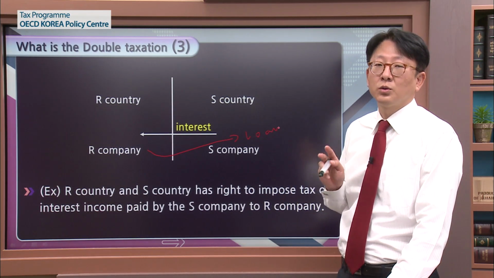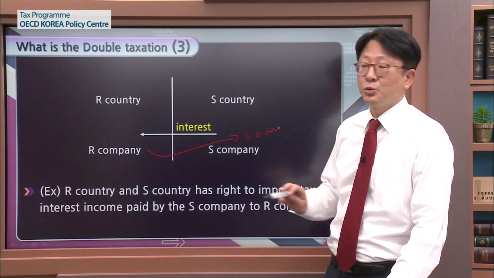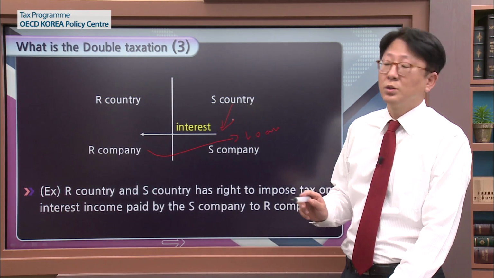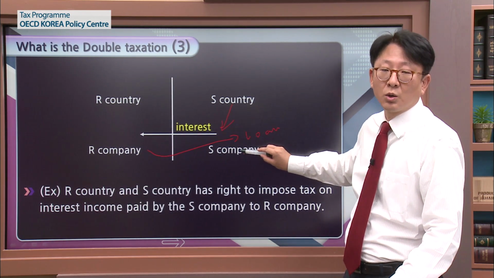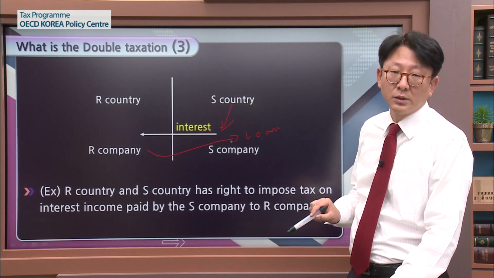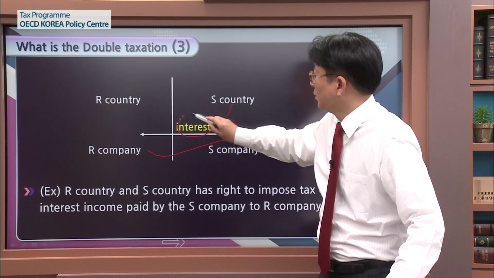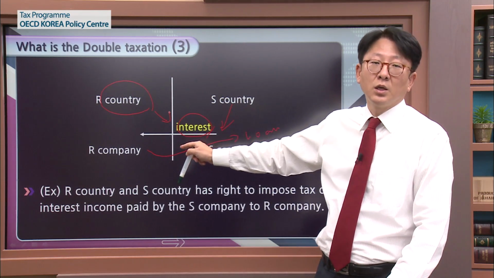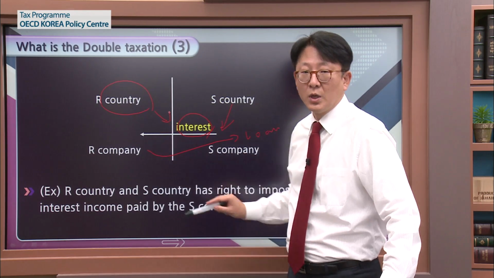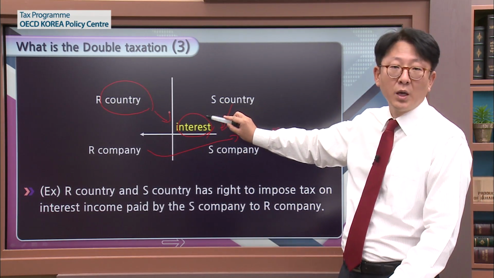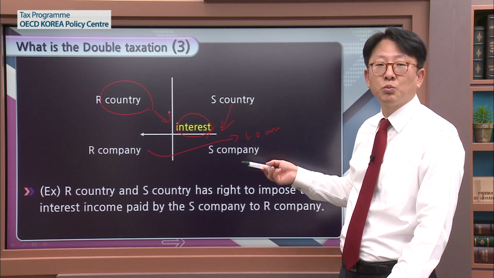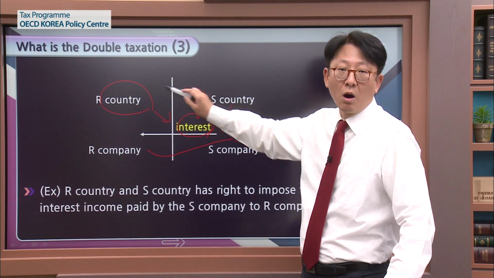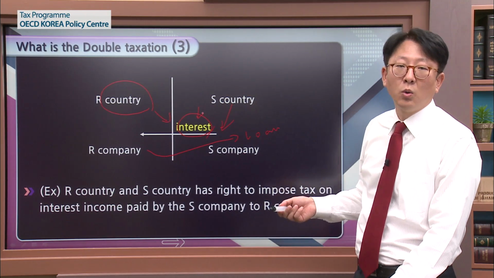In that case, two claims can be made by country R and country S here. The first claim is made by S country because the interest income is accrued in the territory of S. And secondly, the interest income can be claimed by country R because it is the income made by the country R company. So, in short, there are two claims combined here, and without the tax treaty or certain proper measures, there is a problem of double taxation because on one income, there are two claims made by state R and state S. This is called the double taxation problem.